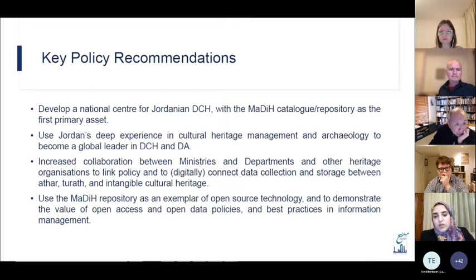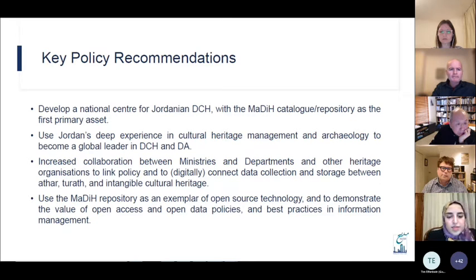Increased collaboration between ministries and departments can help in linking and connecting the data collection and storage between archaeology, heritage, and intangible cultural heritage, because at this stage, every institution is responsible for one of those things. The Department of Antiquities, for example, is responsible to protect the archaeology, so they have their own databases, while the Ministry of Culture has their own databases for the intangible cultural heritage. So looking at linking those databases together can be very helpful.